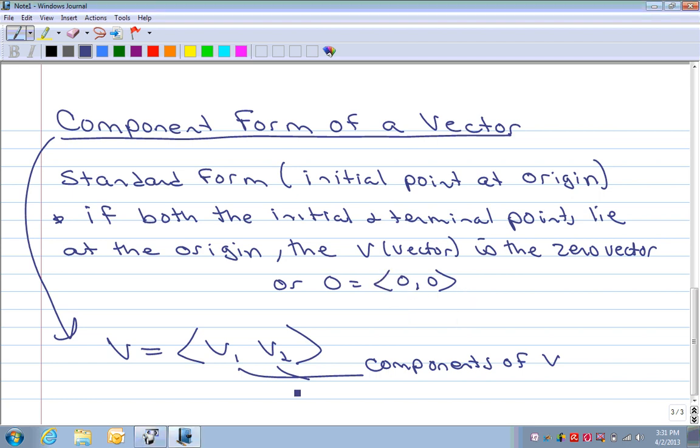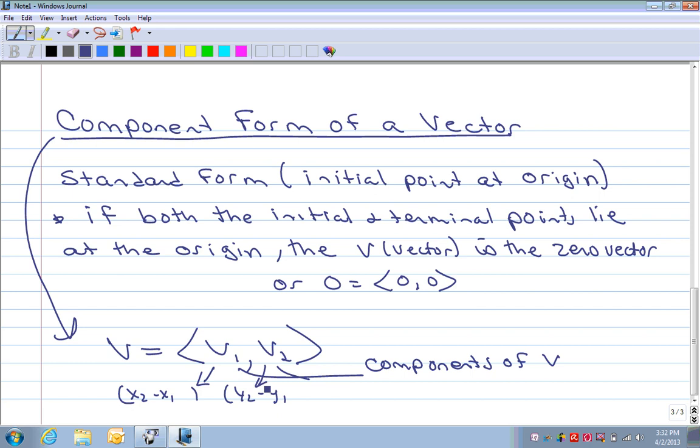The component form is listed here as V, which represents the word vector. Your vector is equal to V sub 1, comma V sub 2. Please know that these are components of vector V. So V sub 1 and V sub 2 are components, parts of the vector. This is like the x value of the ordered pair, so this is like x sub 2 minus x sub 1, and this is y sub 2 minus y sub 1. And that's how your component form is found.